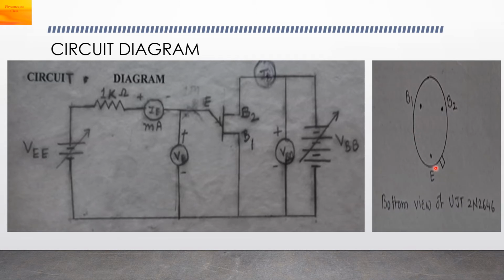This is the pin configuration of UJT. It shows a bottom view. We can see a notch here. Near to the notch is the emitter, then base 1 and then base 2.